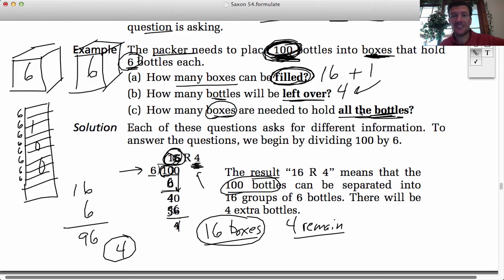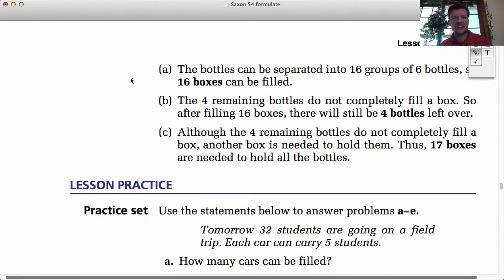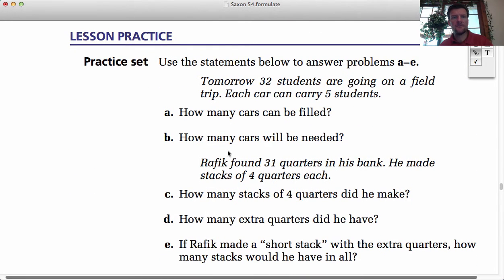That last 17th box is not going to be full. It's only going to have 4 in it. But you're going to need 17 boxes in order to hold all of the bottles. And there'll be a space for 2 more bottles in that 17th box. Okay? So I just answered all the questions right there for you. Let's look at some practice sets here, or some practice problems.